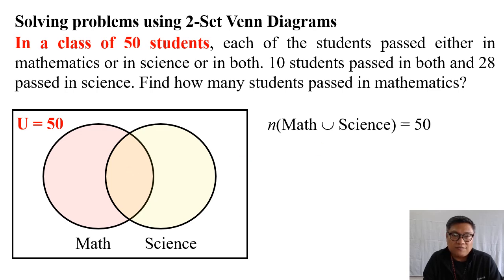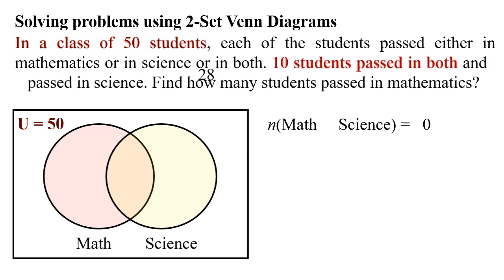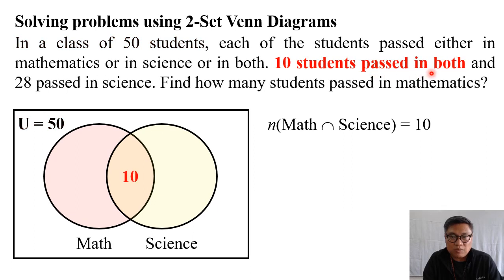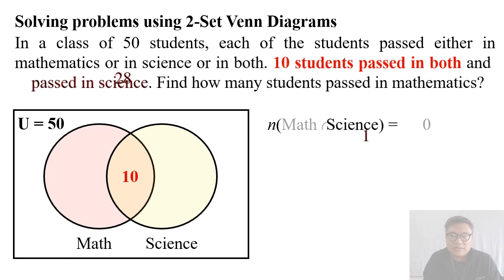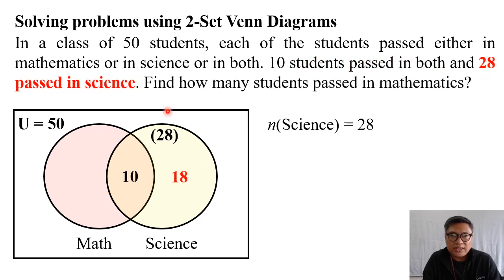And if we have here 10 students passed in both, indicating that there are 10 students who passed, okay, both in math, not either, class, but both in math and in science. So there are 10 students. Then find also the other statement that 28 passed in science. So this is given. Now, because there is a total of 28 students, class, in science, and out of this 28, we already have the 10.